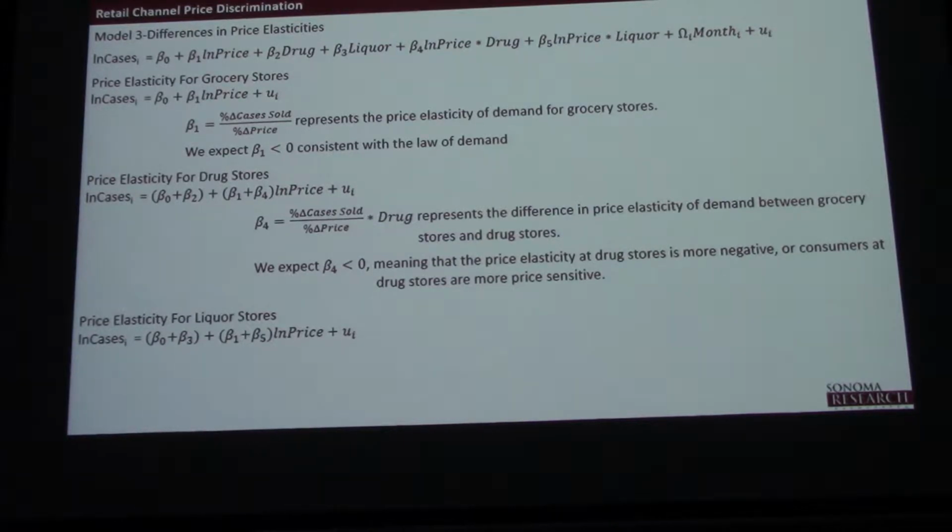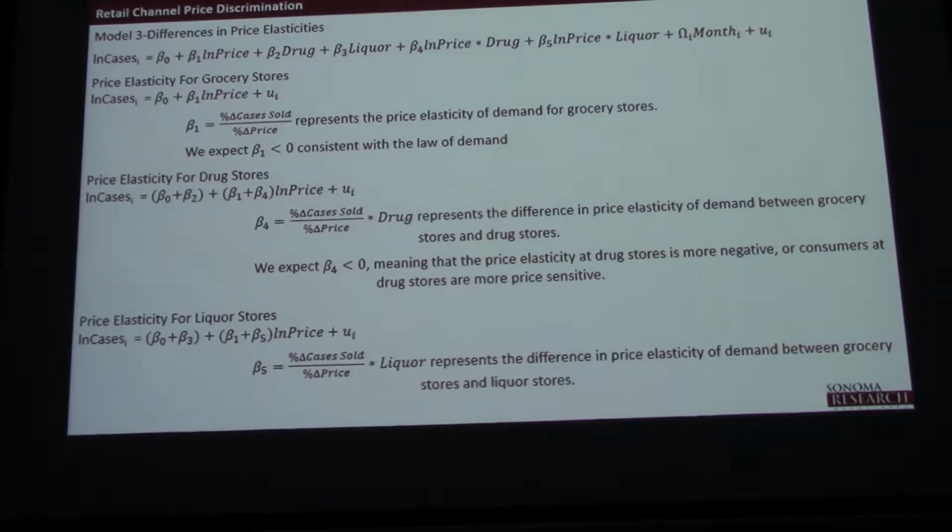And for liquor stores, it's going to be beta 1 plus beta 5, where beta 1 plus beta 5 is the price elasticity of demand for wine at liquor stores. Beta 5 represents the difference in the price elasticity of demand at liquor stores relative to grocery stores. And we expect beta 5 to be positive because it'll be a positive added to a negative, so the number will get smaller, closer to 0, which means consumers are less price sensitive at liquor stores.